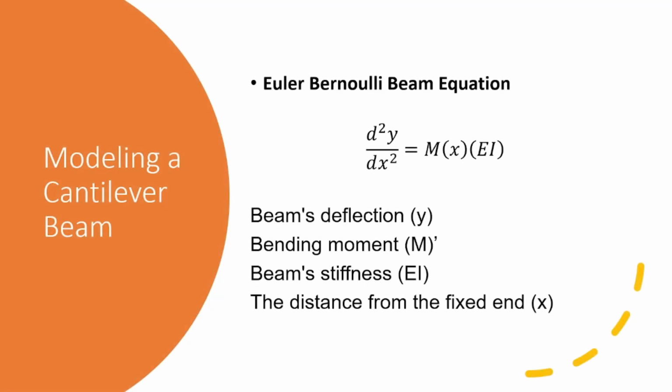To simulate a cantilever beam, we need to develop a mathematical model that represents its behavior. The model typically consists of a set of equations that describe the relationship between the different parameters involved in the system. Here are the key components of the mathematical model for a cantilever beam. The governing equation for a cantilever beam is the Euler-Bernoulli beam equation. This equation relates the beam's deflection to the bending moment, the beam's stiffness, and the distance from the fixed end. The equation can be expressed as follows.